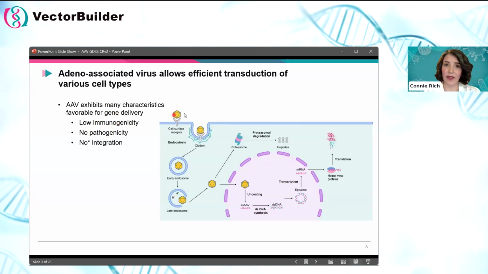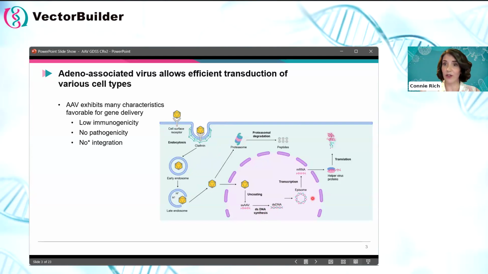So when your AAV viral particle binds to receptors on the surface of the cell, for instance, heparan sulfate proteoglycan, it's endocytosed before it escapes from that endosome and is either degraded by a proteasome or is transported into the nucleus where it's uncoated, and the single-stranded AAV genome from the virus goes through double-stranded DNA synthesis before transferring into this episome, this circle of DNA that remains outside of the host genome.